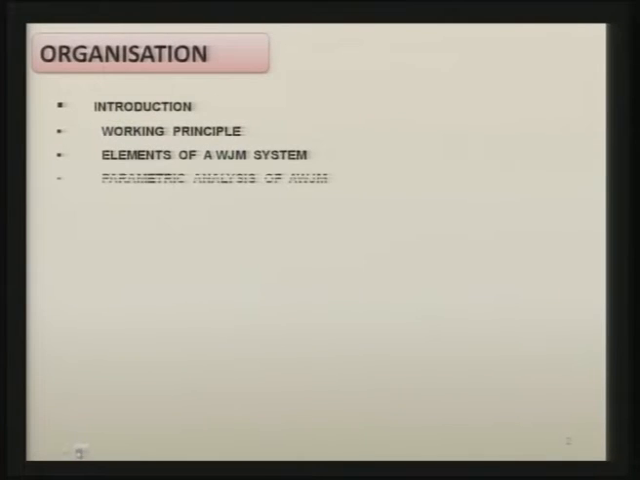Today we are going to discuss the abrasive water jet machining process, which is also known as the abrasive water jet cutting process. The organization of today's lecture is as follows: introduction, working principle of the abrasive water jet machining process, and the various elements of the abrasive water jet machining system.